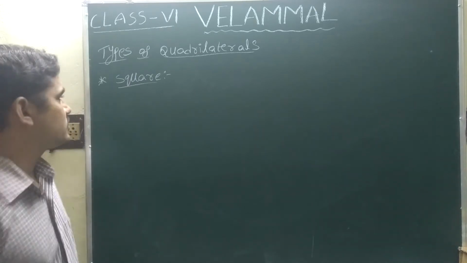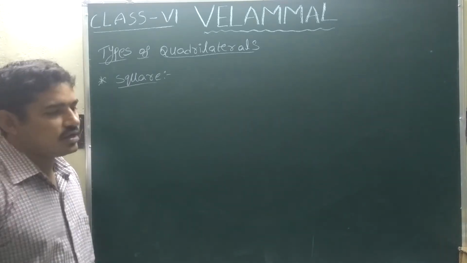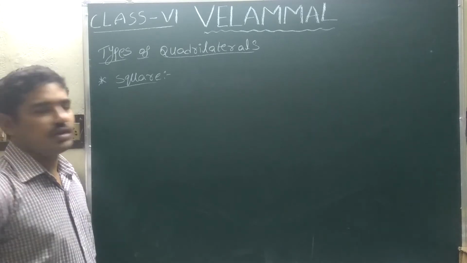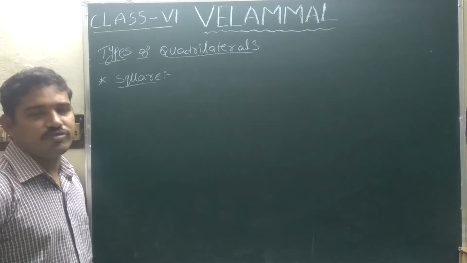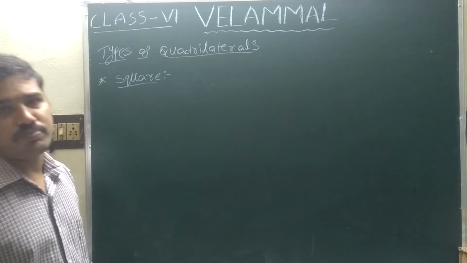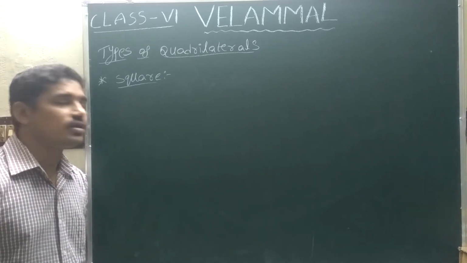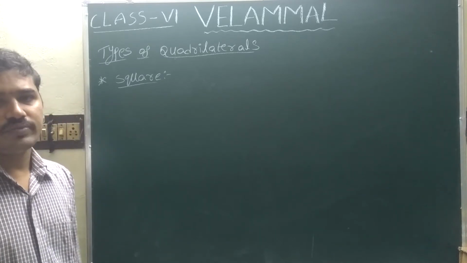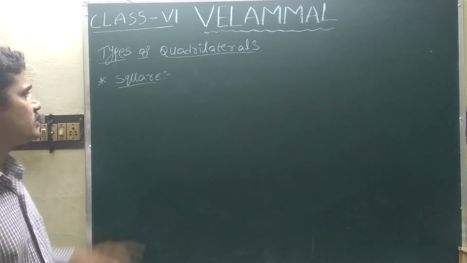Types of quadrilaterals in the sense, in a quadrilateral, each and every one will have different types of properties. Based on the properties of a quadrilateral, they are classified into types. Those are, in that, first one, square.